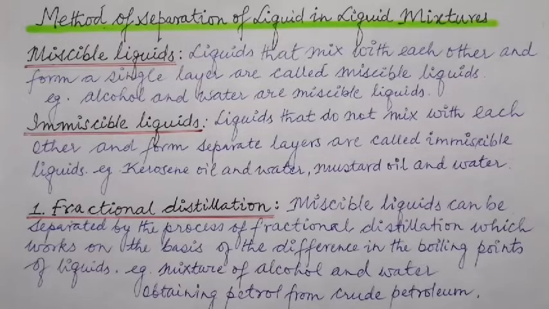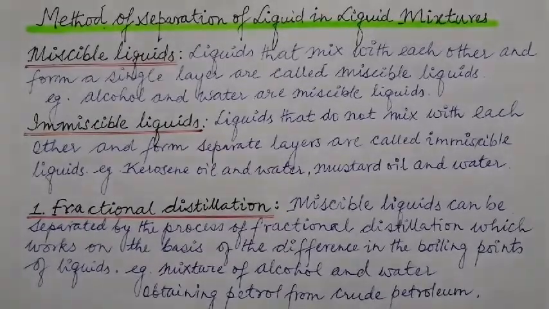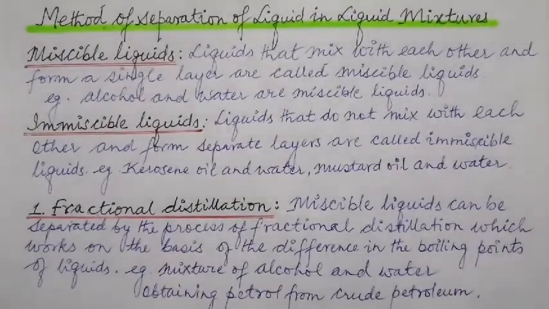Now, how do we separate miscible liquids? By the method of fractional distillation. Miscible liquids can be separated by the process of fractional distillation, which works on the basis of the difference in the boiling points of liquids. For example, a mixture of alcohol and water, obtaining petrol from crude petroleum.